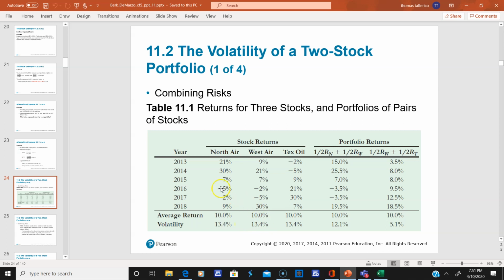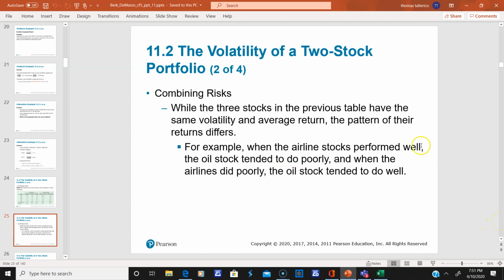I believe the way they did that is all the numbers are the same. So look, there's a 21 here, a 21 there, and a 21 there. 30, 30, 30. So you can see all the numbers are identical, and that's why the numbers came out the same. Okay, so for example, when the airline stocks perform well, the oil stocks tended to do poorly. And when the airlines did poorly, the oil stocks tended to do well. So when some were up, others were down, okay?